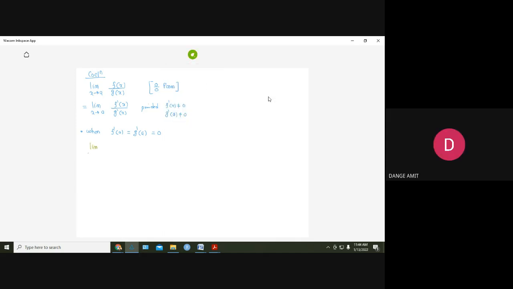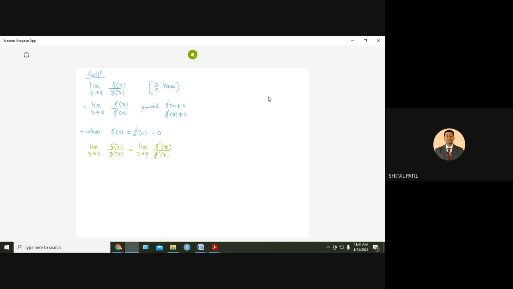Further differentiating them. Very good. So we have to use the same rule once again, and then it will be like this: limit x tends to a, f double dash of x divided by g double dash of x.